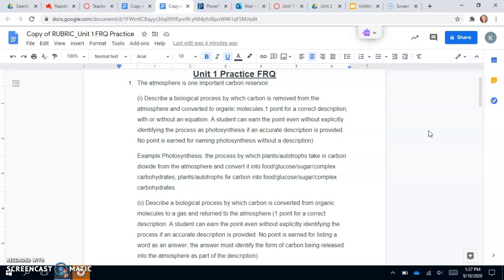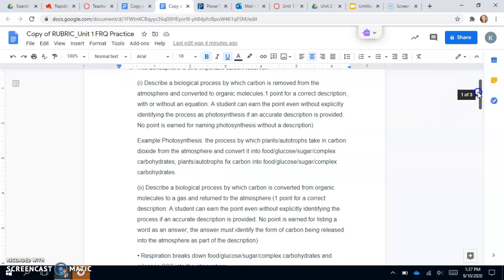So for this one, it says describe a biological process by which carbon is removed from the atmosphere. So this is photosynthesis. They're asking you to describe photosynthesis here. Now you can either write the equation out and get points for the equation, or you can write a description. An example here is photosynthesis is the process by which plants and autotrophs take in carbon dioxide from the atmosphere and convert it to the food, glucose, sugar, complex carbs, or they fix carbon into food, glucose, sugar, complex carbohydrates. So any of that works.